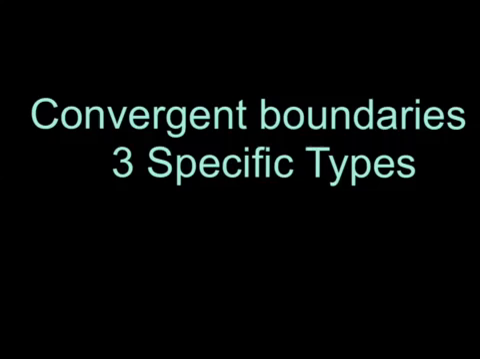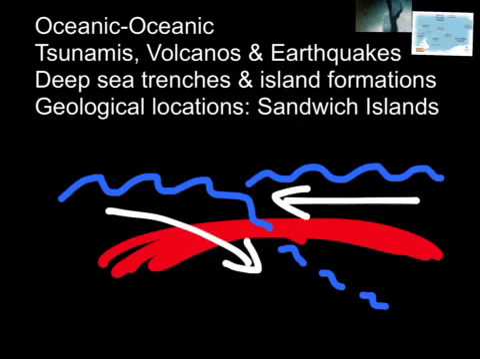For our convergent boundaries, there are three specific types, which are oceanic-oceanic, oceanic-continental, and continental-continental. Next, for the convergent boundaries, we have oceanic subduction, which is where one plate, which is this one, would go over the other plate, which subducts underneath into the magma.